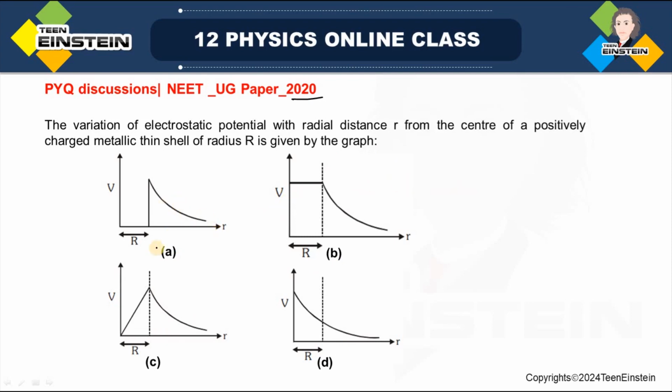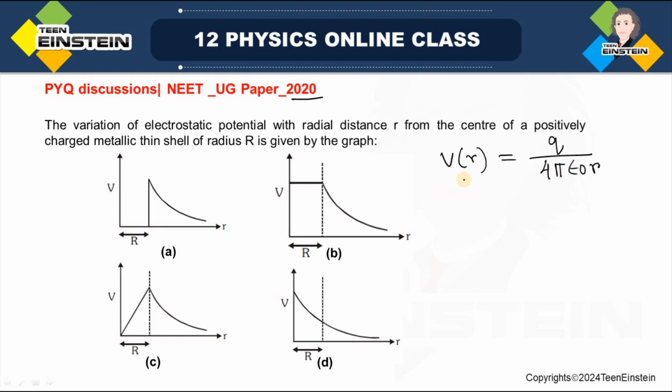So to get the correct answer for this question, you need to know the expression for the potential produced at any distance r from the center by a thin spherical shell. See, if I say the charge on the thin spherical shell is Q, then the potential is given by Q by 4 pi epsilon naught R.